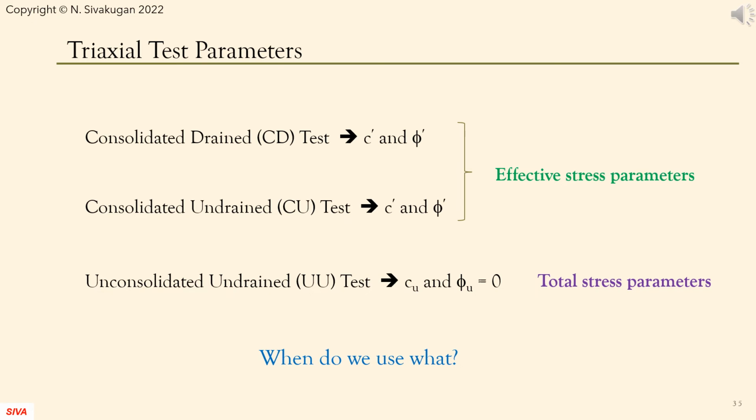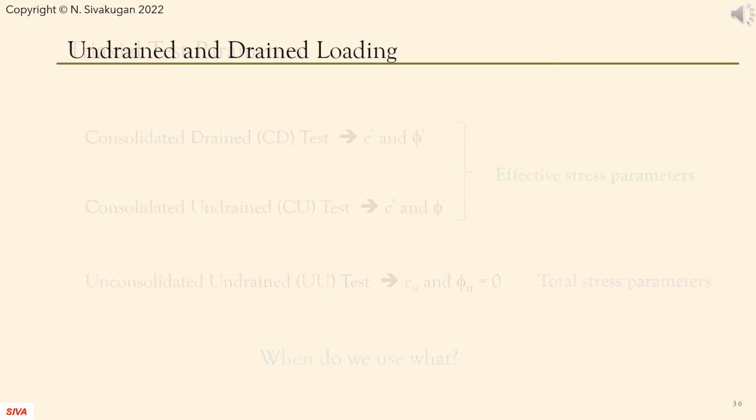When we do a CD or CU triaxial test, we can determine C' and phi', which are effective stress parameters. From a UU triaxial test, we determine Cu and note that phi-u equals 0, which are total stress parameters. When do we use what parameters?